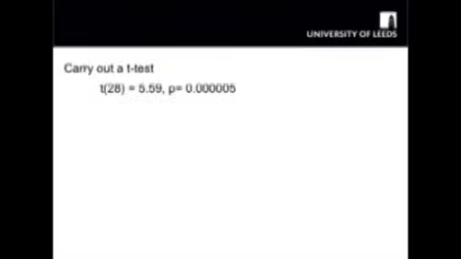So what are the probabilities of us making these errors? Well, the probability of making a type 1 error is called alpha, and the probability of making a type 2 error is called beta. Alpha you're already familiar with. That was the value that I just gave you with the result of the t-test, where the p equaled 0.000005. That was the probability of saying that there was a difference when there wasn't really, a type 1 error.